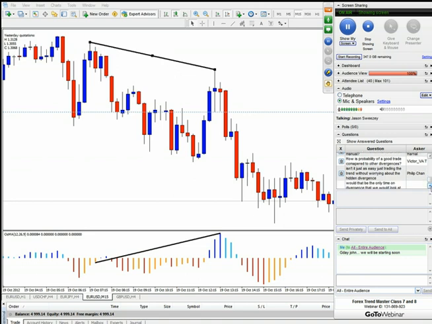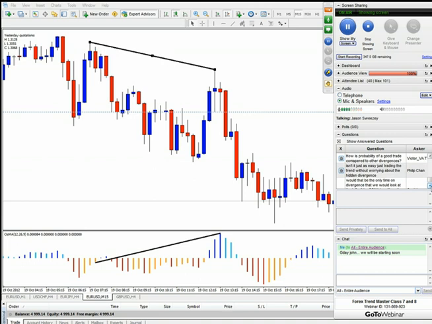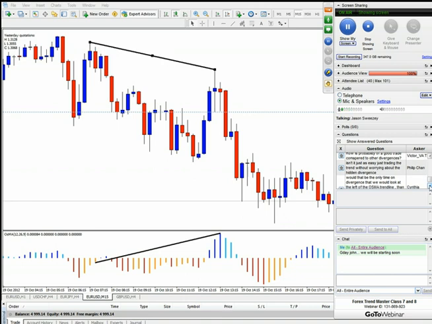Now Phil says, isn't it just as easy just trading the trend without worrying about the hidden divergence? Yeah, you don't have to trade divergence if you don't want to, Phil. That's your choice, but I'm just showing you the 3 different types of divergence. 2 are counter trend, and 1 is with the trend, and that is hidden divergence, which I call hard to see divergence.